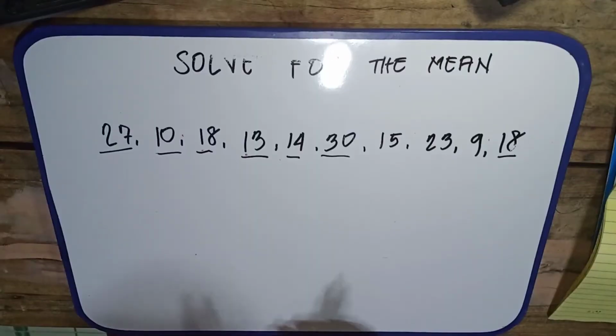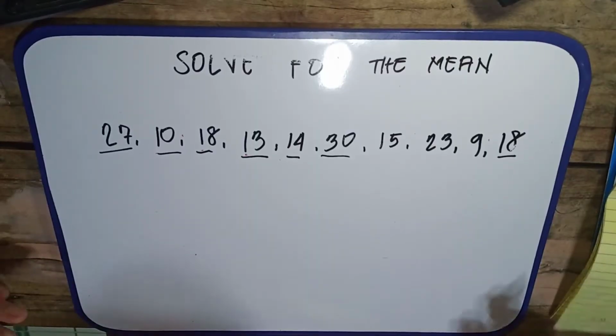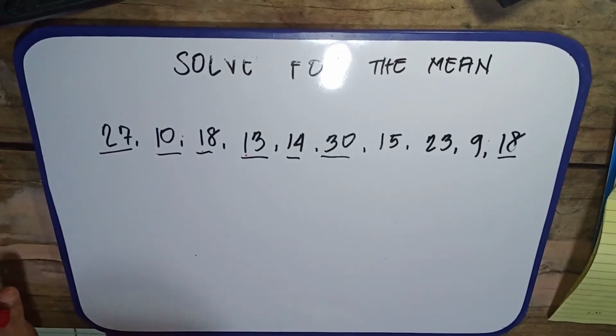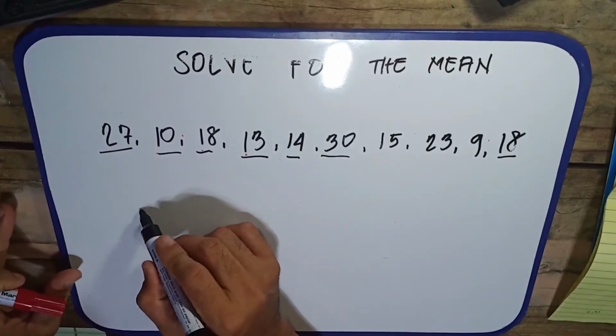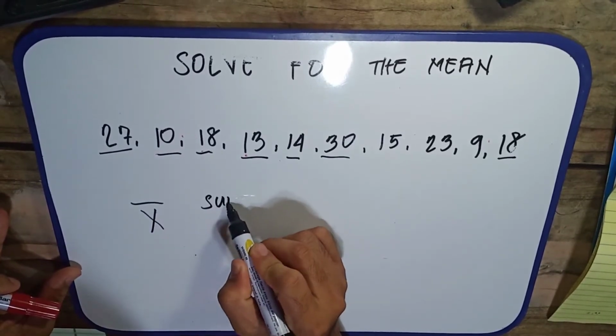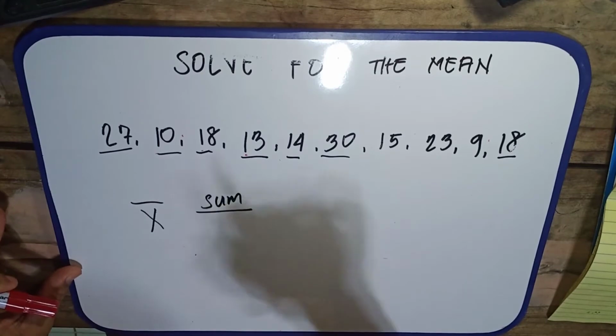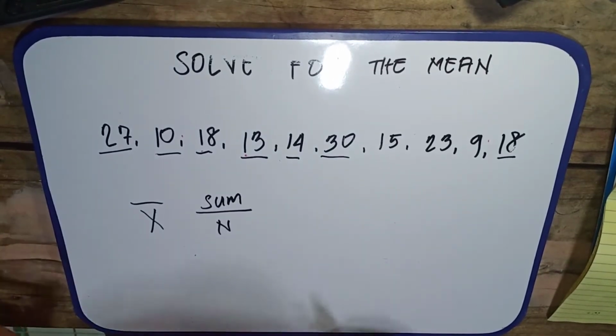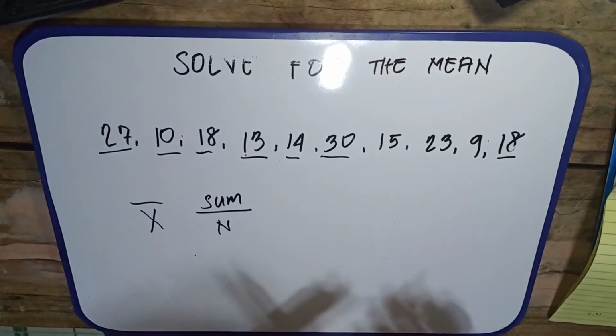And in order for us to understand the mean, I am going to give you an example. So in order to solve for the mean, you must always remember that the formula for solving the mean is the sum of all the numbers in the data set divided by the numbers. Alright, so we need to solve for the mean.